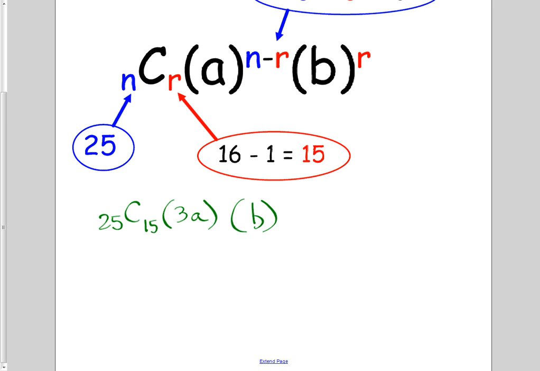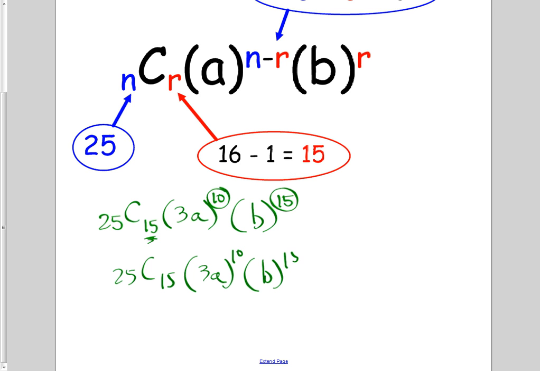Whatever exponent is here is also here, so that's going to be a 15. I know that this one plus this one have to add up to 25, which means this needs to be 10. So I've got 25C15 times (3a) to the 10th power times b to the 15th power. You can put that on your calculator and get the numbers on your own. I'm not going to waste your time with that now, but that's the idea of how you can shortcut this.